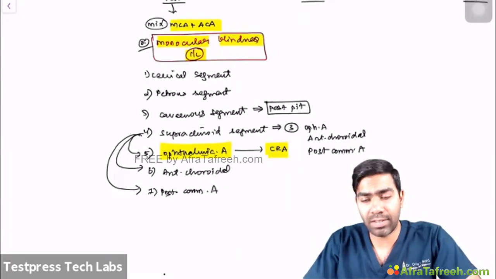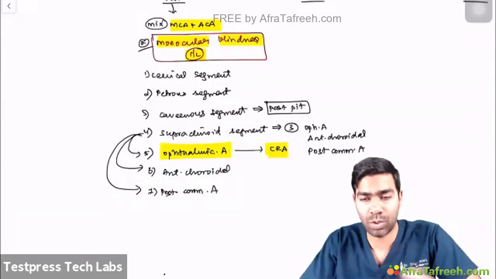And apart from that, we have the anterior choroidal artery. So what is the supply of the anterior choroidal artery, what is the most important feature of anterior choroidal artery with respect to a stroke?